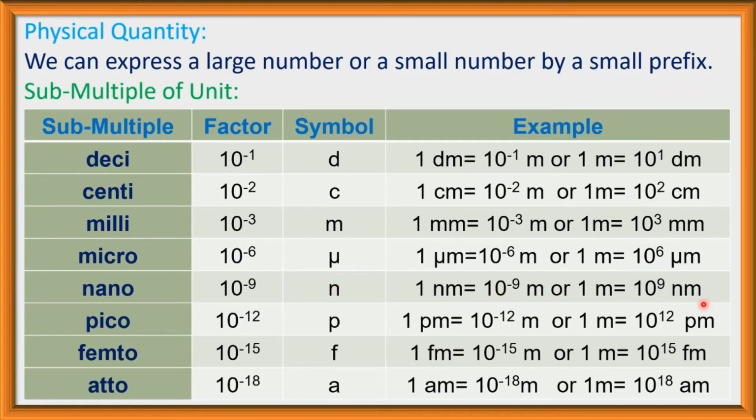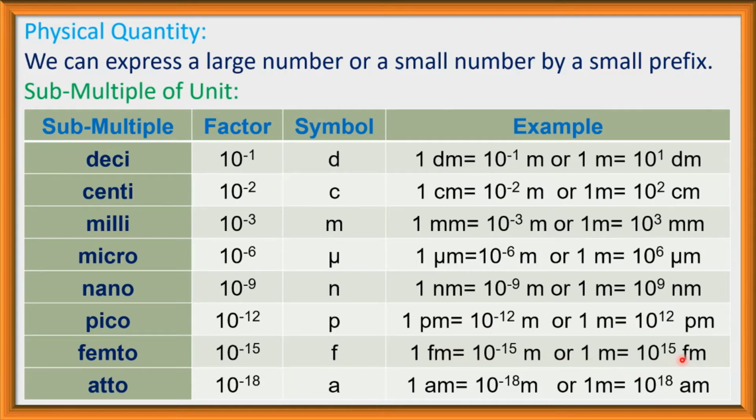Pico, for the factor 10 to the power minus 12, and its symbol is small p. 1 picometer is equal to 10 to the power minus 12 meter. Here for 10 to the power minus 12, we can use p only, pico, or 1 meter is equal to 10 to the power 12 picometer. Here femto, for the factor 10 to the power minus 15, its symbol is small f. 1 femtometer is equal to 10 to the power minus 15 meter, or 1 meter is equal to 10 to the power 15 femtometer.